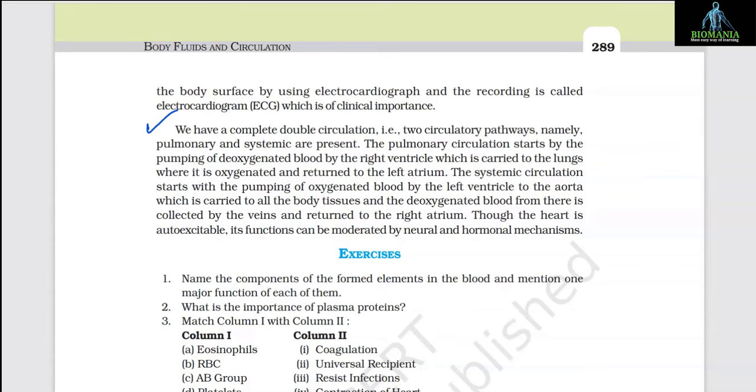We have a complete double circulation, that is two circulatory pathways, namely pulmonary and systemic. The pulmonary circulation starts with the pumping of deoxygenated blood by the right ventricle, which is carried to the lungs where it is oxygenated and returned to the left atrium. The systemic circulation starts with the pumping of oxygenated blood by the left ventricle to the aorta, which is carried to all the body tissues, and deoxygenated blood from there is collected by the veins and returned to the right atrium. Though the heart is auto-excitable, its functions can be moderated by neural and hormonal mechanisms.